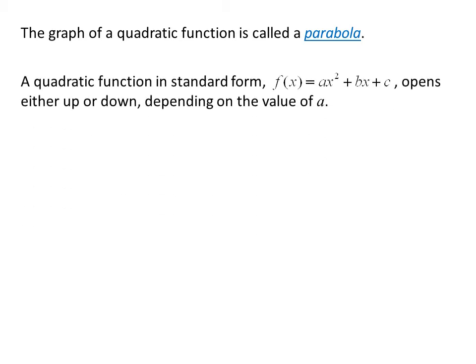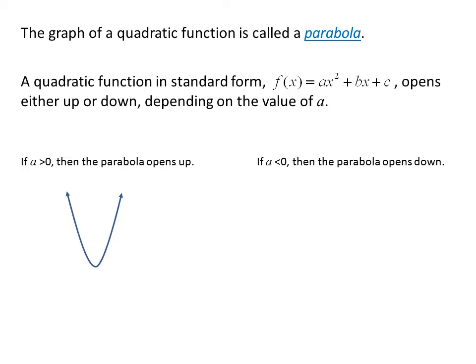A quadratic function in standard form, which is f of x equals ax squared plus bx plus c, opens either up or down depending on the value of a. If a is greater than 0, then the parabola opens up. If a is less than 0, then the parabola opens down.